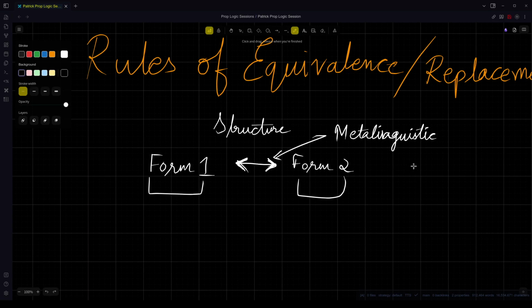You know how we had metalinguistic variables like alpha to represent any kind of formula, and you also had beta to represent any kind of formula. This symbol, which looks identical to a biconditional, is also a metalinguistic symbol or a metalinguistic operator. And this symbol is called a logical equivalence symbol.